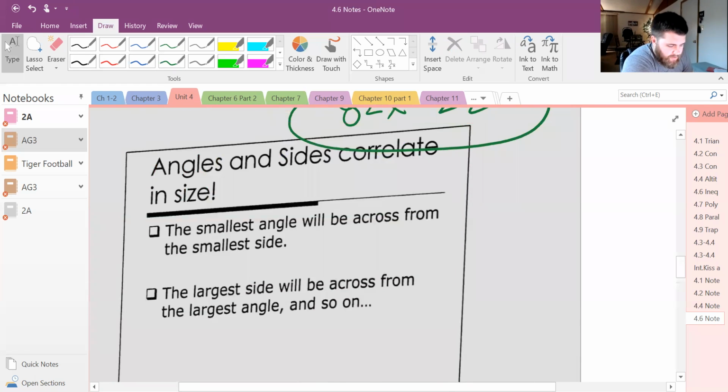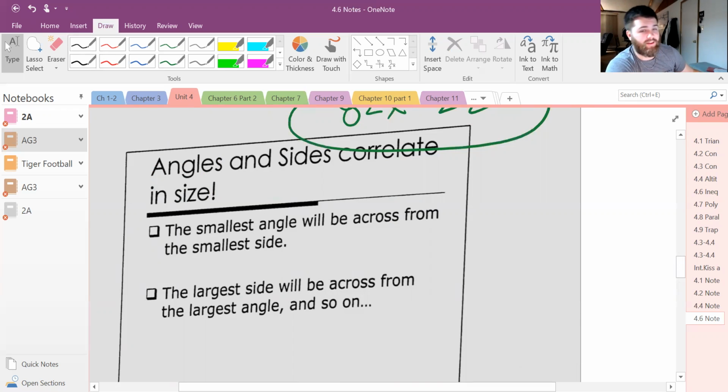All right, angles and sides correlate in size. That should make sense, right? The smaller the angle, the smaller the side. Think about the pens. Draw an imaginary line between the 2 tips of the pens. What happens as I decrease this angle? What happens to the side? It gets smaller. That's what this is saying. The angle increases, the side increases. Does that make sense? Smaller angle, smaller side. Bigger angle, bigger side.